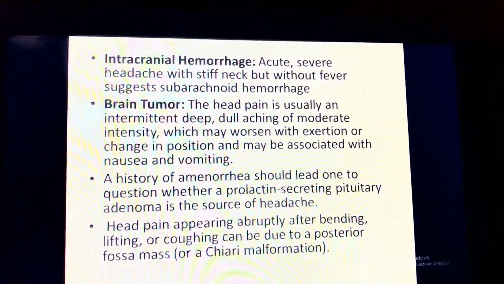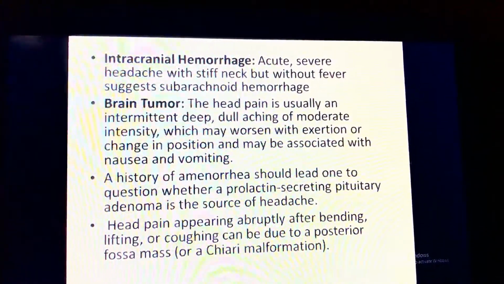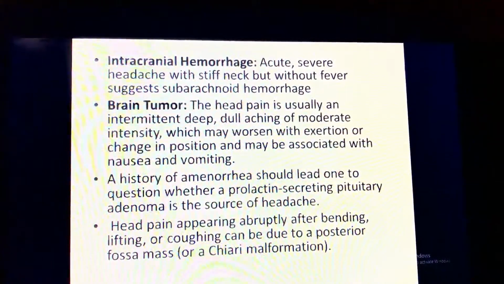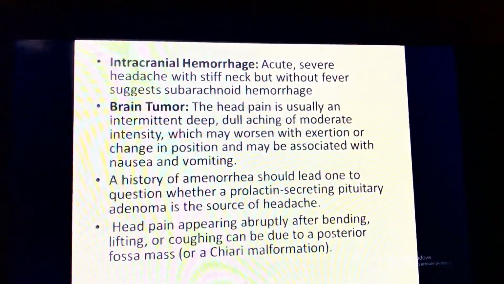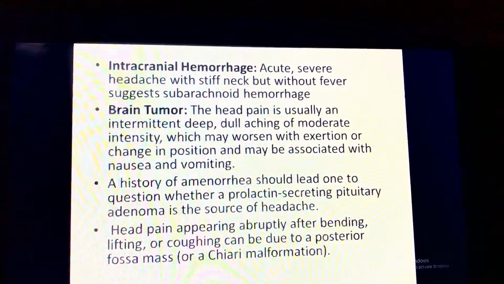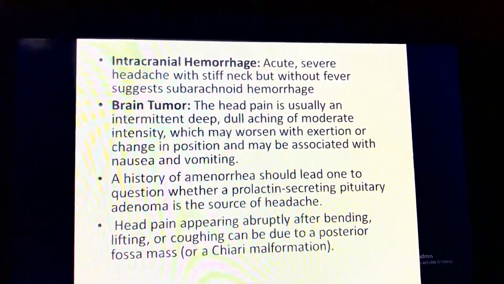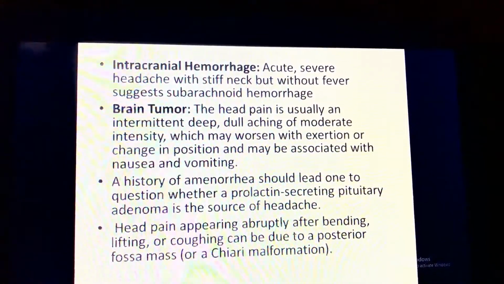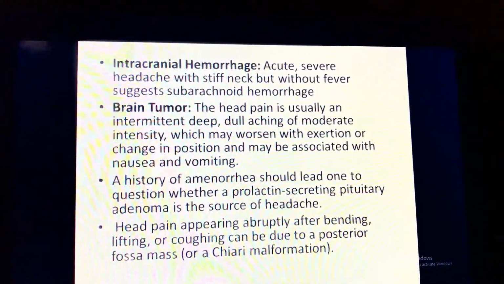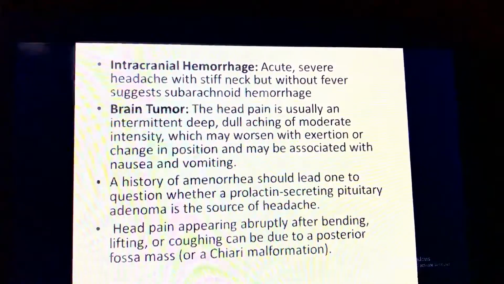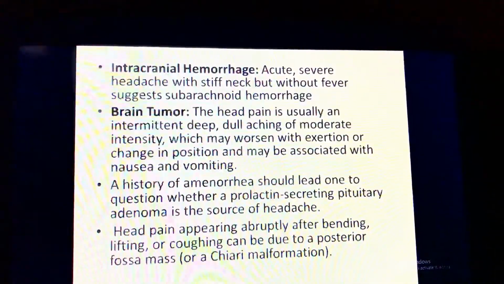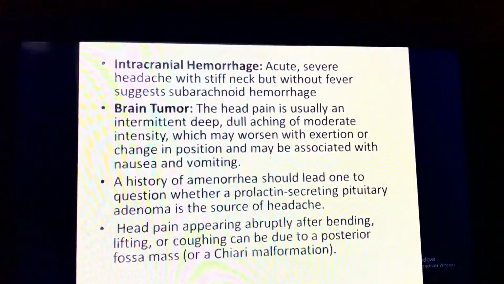Intracranial hemorrhage. This is acute severe headache with stiff neck but without fever. It suggests subarachnoid hemorrhage. You see the difference between the headache in meningitis. You feel a fever also in meningitis, but in intracranial hemorrhage, this is severe headache with stiffness but no fever.